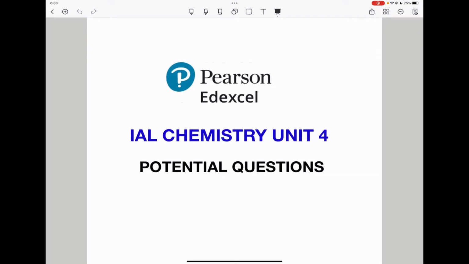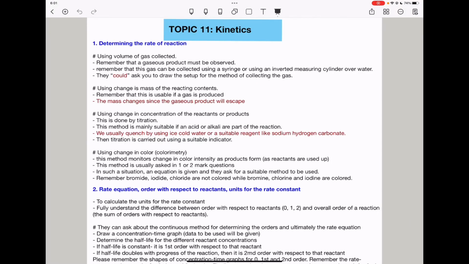Today we are going through the Pearson Edexcel potential questions for IAL Chemistry Unit 4. I'll begin with the first topic. Topic 11 is kinetics, and some of the sample questions that can come from this topic are: number 1, determining the rate of a reaction.